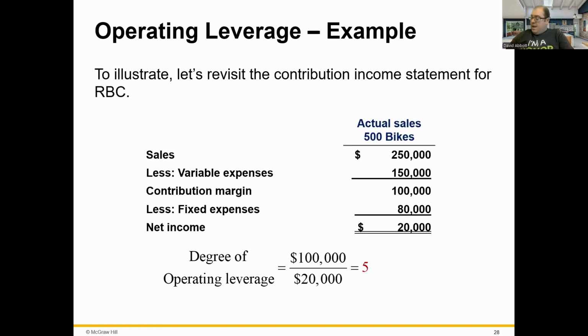So we see here in this example that, again, if they sold 500 bikes, we had sales of 250,000 less the variable expenses of 150,000, which leaves a contribution margin of 100,000, less their fixed expenses of 80,000. So that leaves a profit or a net income of 20,000. So the degree of operating leverage, you have 100,000 divided over 20,000, is going to be 5. So the operating leverage is 5.